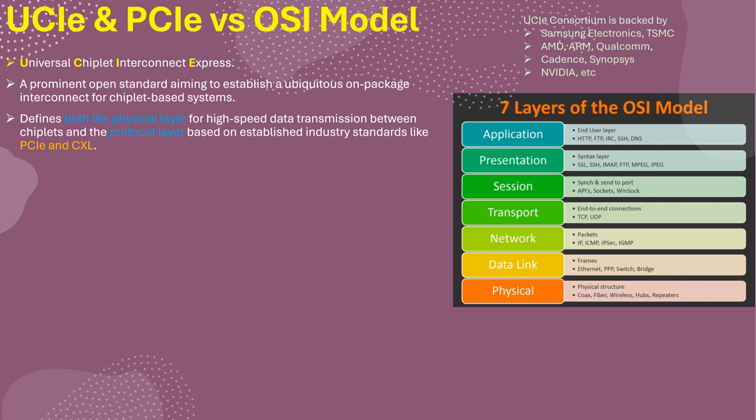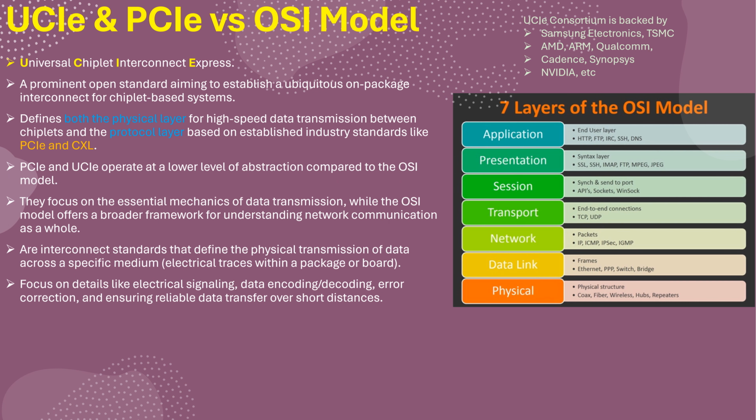Okay, so now let's see where our UCIe and PCIe fit or compare with these protocols related to the OSI model. PCIe and UCIe operate at a lower level of abstraction compared to the OSI model. It means PCIe and UCIe operate at a lower level of abstraction. Physical layer is the lowest abstract layer in the OSI model, right? PCIe and UCIe fall at a further lower level of abstraction compared to the OSI model.